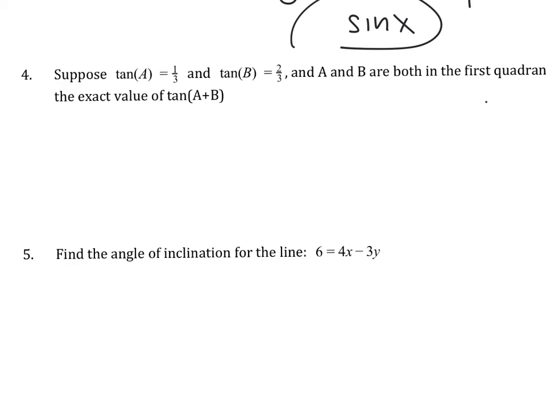Suppose tan of A equals 1/3 and tan of B is 2/3 and A and B are both in the first quadrant. Find the exact value of tan of A plus B.